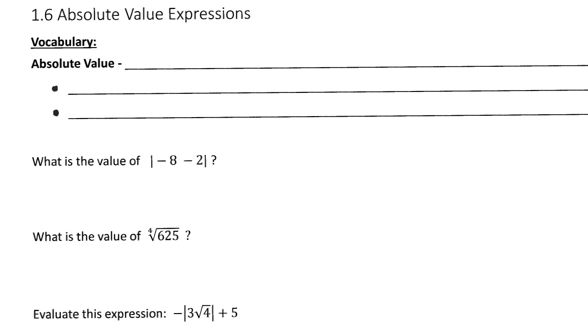Okay, so absolute value is the distance a number is from 0. It is easier to conceptualize from a number line. So most of the time when we're talking about absolute value, we would talk about it from a number line.